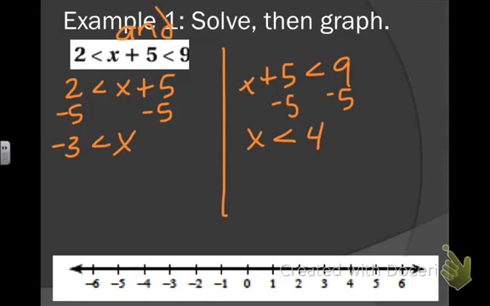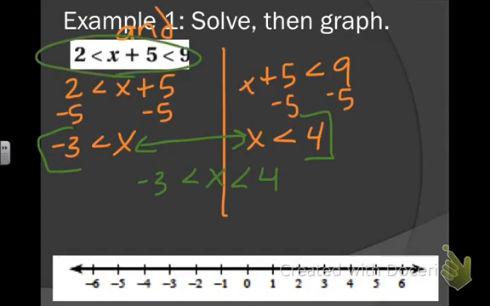Now, because it's "and," notice that these two guys are kind of facing each other. You end up with an x here and an x here. So that tells me that I can combine it and write it as one sentence. So I can say -3 is less than x is less than 4. So since it started as one nice statement, I can finish it as one nice statement.